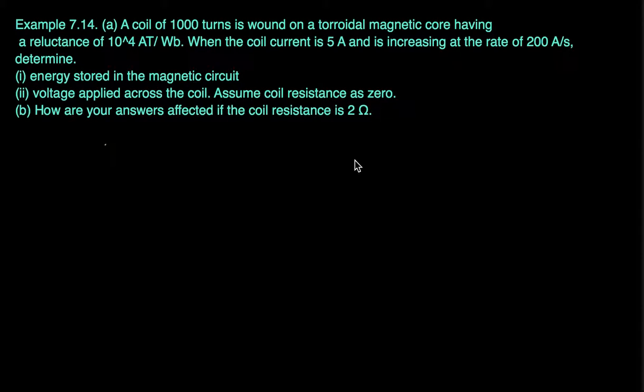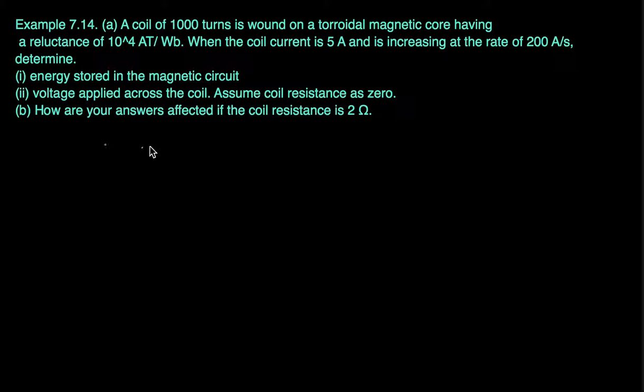So this is another example problem. A coil of 1000 turns is wound on a toroidal magnetic core having a reluctance of 10 to the power 4 ampere turns per Weber. So let's write the given data. There is a toroidal magnetic core.